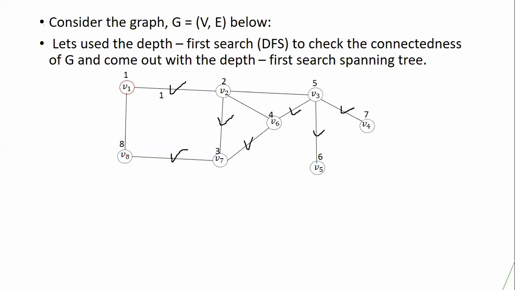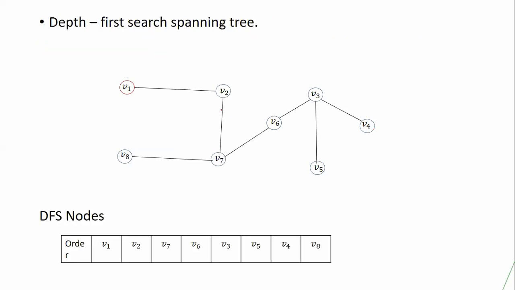Okay. So it means we have V1, V8. It's not used, so remove this V1, V8. We have V2, V3 also not used. We can remove it. We have V2, V6 also not used. So we have to remove it. Then the rest will become like this. We get it as our DFS spanning tree. Is it okay?